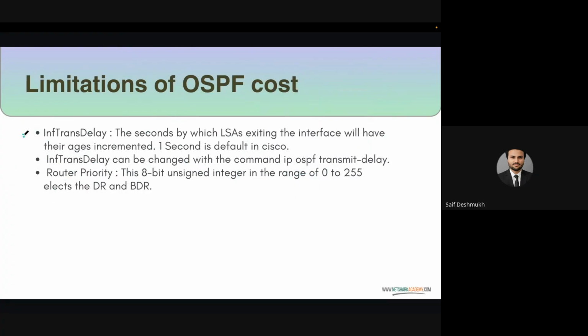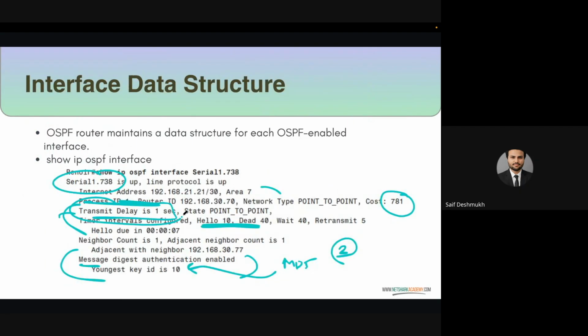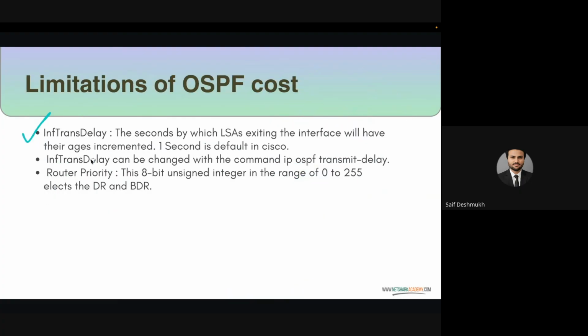I explained the infra transit delay. This is the same thing. The transmit delay, based on the RFC design, is called InfTransDelay. This is the number of seconds by which LSAs exiting the interface will have their ages incremented. By default it is 1 second. But if you're thinking of changing that, you have to change it pretty much everywhere.